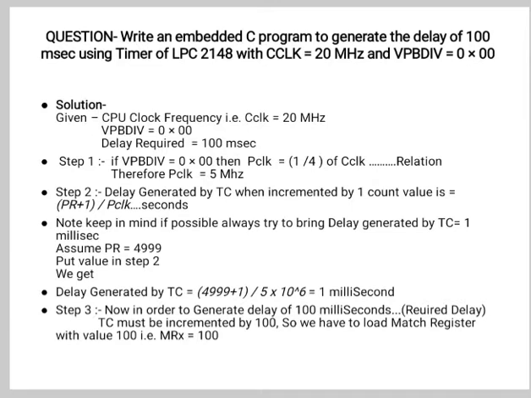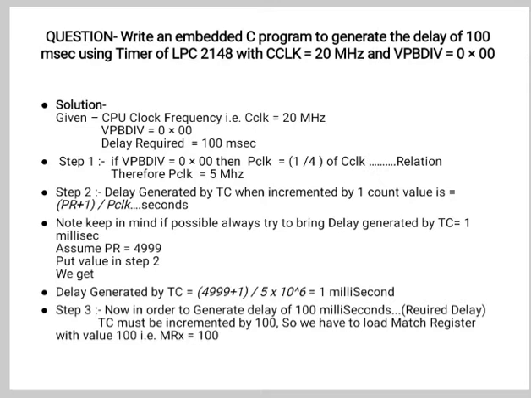So assume here PR is 49999. Put the value in step 2. So the delay generated is (49999 + 1) divided by 5 into 10 raised to 6, where 5 megahertz is the frequency we have calculated. So the delay generated by TC is 1 millisecond.